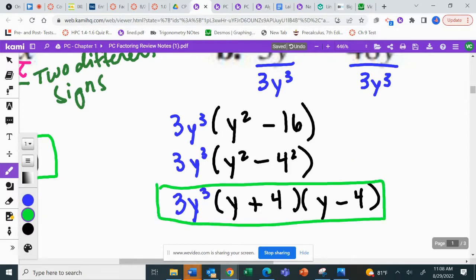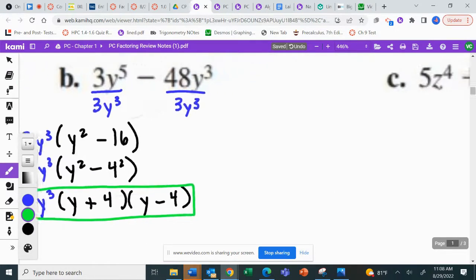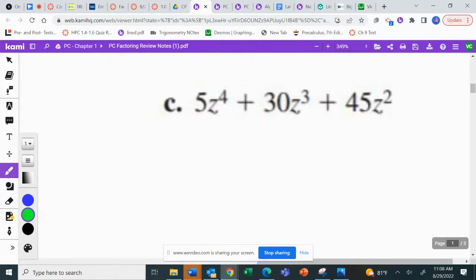So I know I can't go any further with y plus 4 and y minus 4 because they're linear. Move on to the next one. We've got a greatest common factor of 5z to the second.